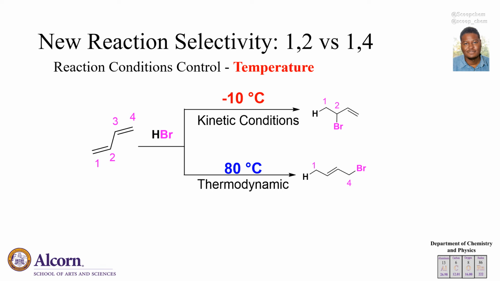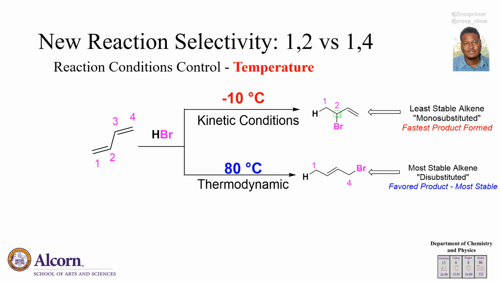Let's take a better look at these products really quickly. The 1,2 product has the least substituted alkene. It's a mono-substituted alkene. If you look at the double bond there, there's only one carbon attached. This is the fastest possible product that can form. However, the 1,4 product is the most stable alkene. It's di-substituted here, with two carbon groups hanging off that double bond. So this is the most stable product, and it's highly favored.